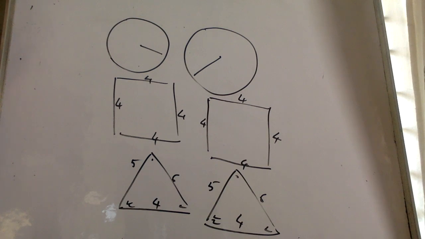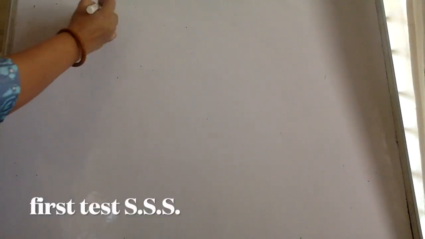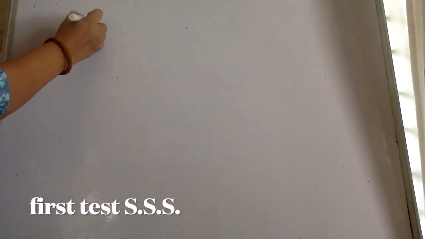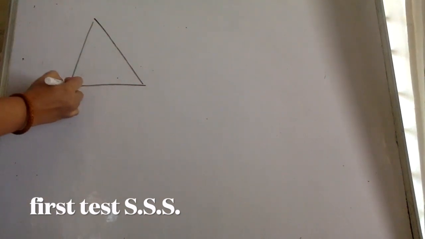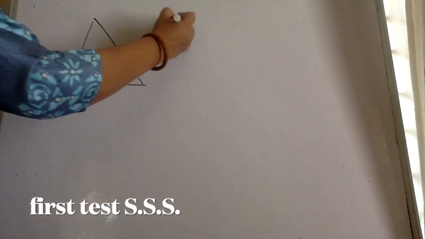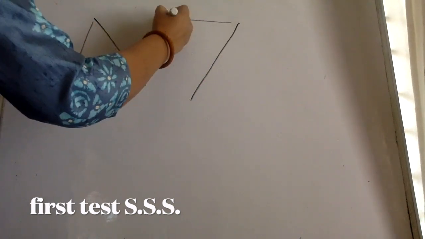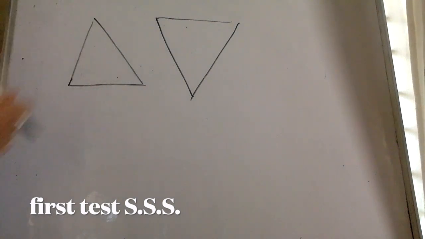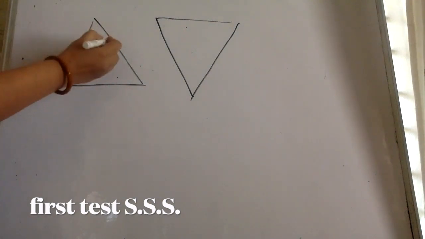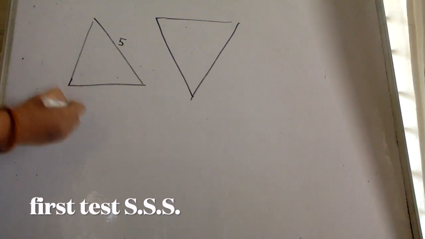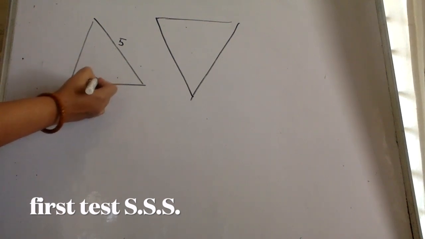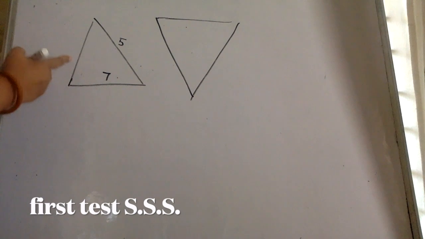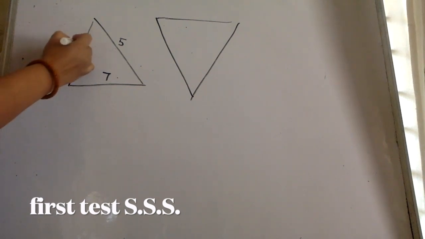For congruence of triangles, there are 4 tests in all. So let us see what those tests are. Let us take the first one. I have one triangle over here and another triangle over here. In geometry, it really doesn't matter if the triangle is given this way or upside down like this. Now this one is a 5 centimeter, this is, let's take it as a 7, and this is a 6.